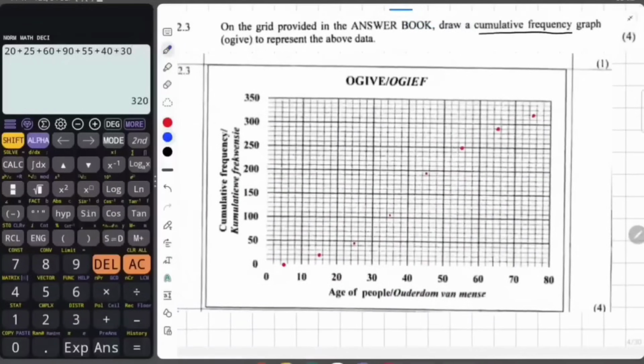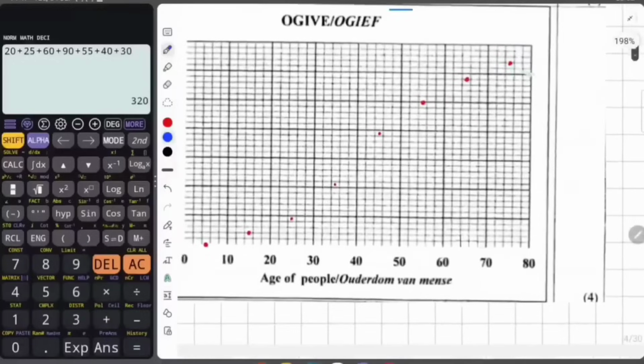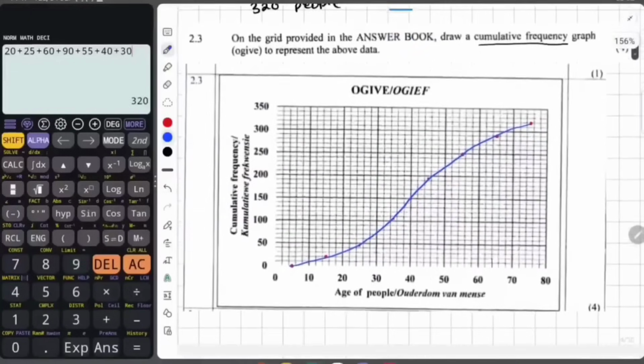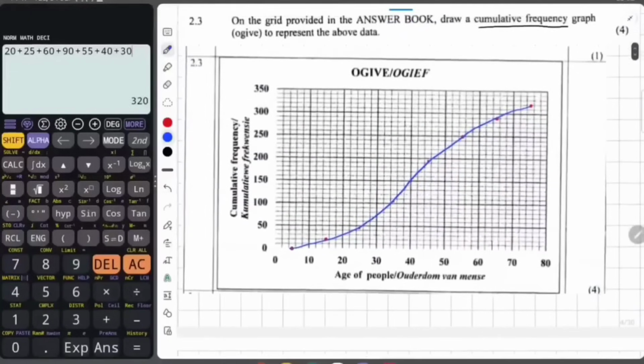And now you just have to join it. Okay, so it doesn't have to be perfect. It's going to kind of look like a little bit of a curve, like an S. So we're going to join it. It is just from here. We just join all of these points, move down. Okay, and there. Okay, so that's the ogive that we have, and it is drawn. That is for 4 marks.